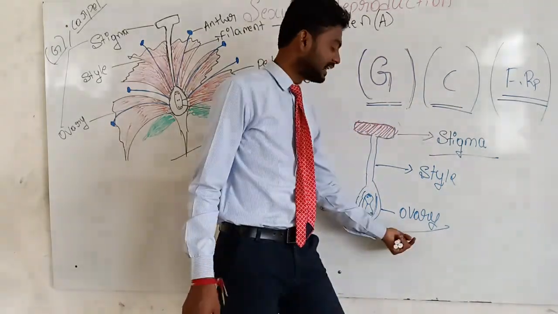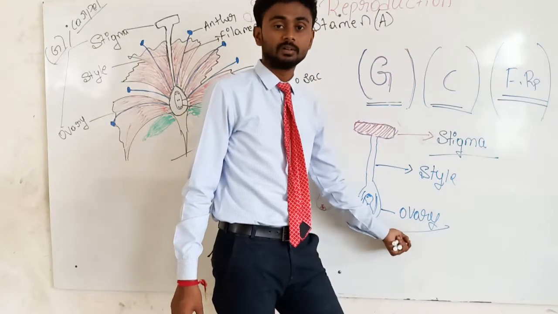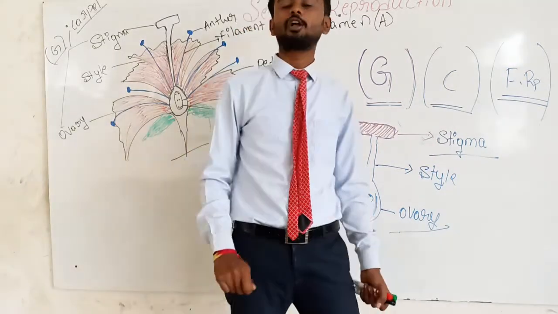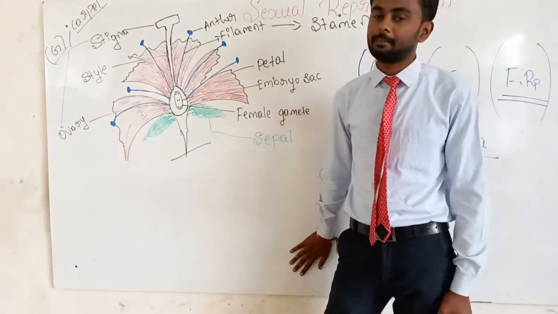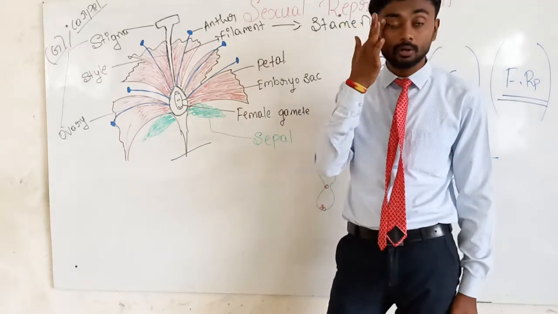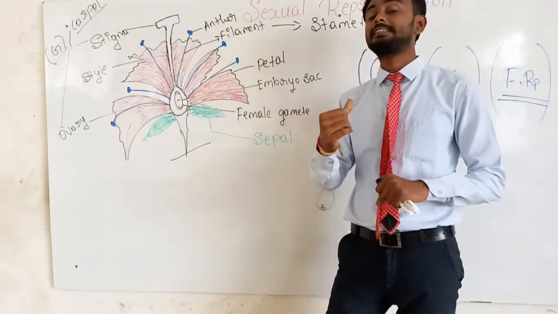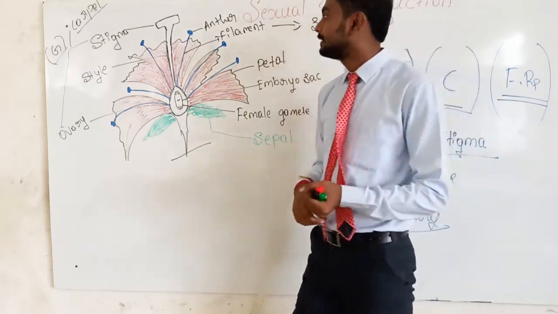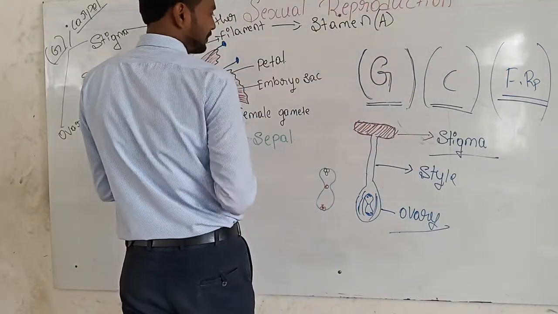Inside the ovary you can see the ovules, and inside the ovules you can see the embryo sac. Inside the embryo sac you can see the female gametes in the flower. So this is about the female reproductive part in the flower. Next, you can see the stamen.